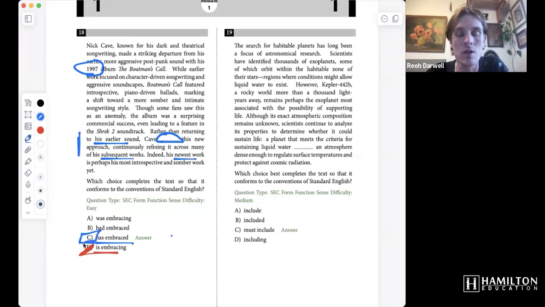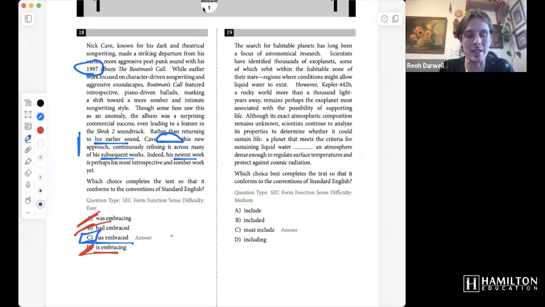Had embraced means that it began in the past, but ended. It began at some point in the past, but ended before something else. I had been interested in going to New York City, but then I found out how expensive hotels were. I was at one point interested, but I'm no longer interested. Finally, was embracing is similar to had embraced. It means at one point it was an embrace, but is no longer. So really study your tense table and the meaning of all those tenses if you're struggling with a question like 18.